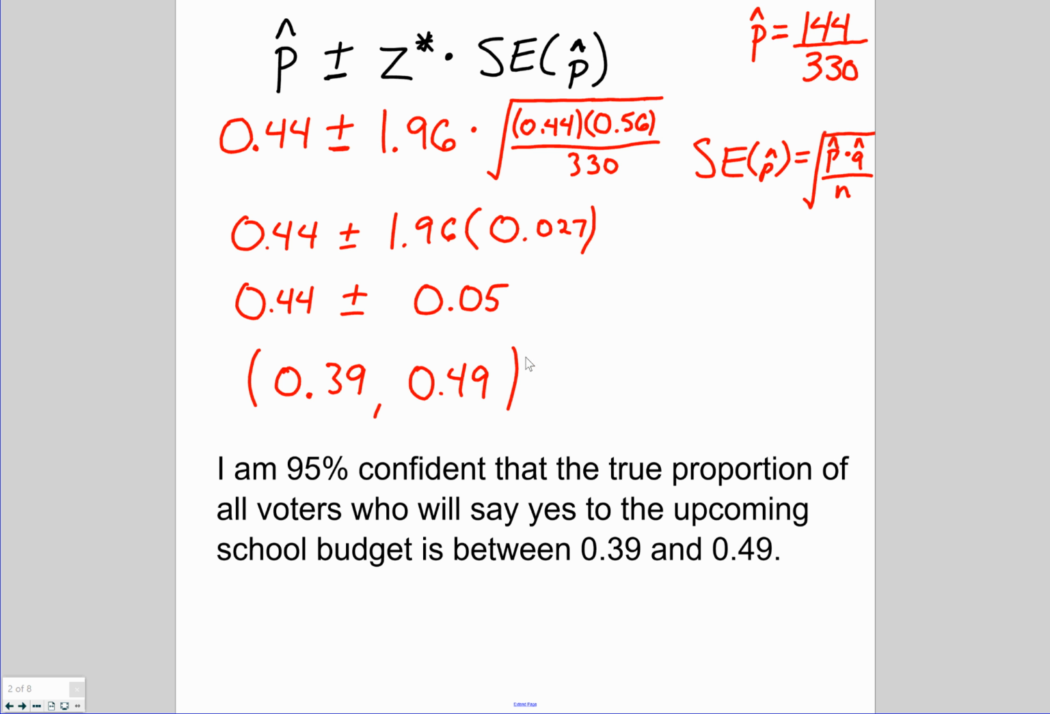Now, do I know if that's true? Do I know if I've captured the true proportion of all the voters who are going to vote at the upcoming election? I don't. Either I've captured it or I haven't. So what's really nice is after the results come in for that day, I can see if my confidence interval captured it. We can see if the true proportion is somewhere in between those two. All right. Questions?